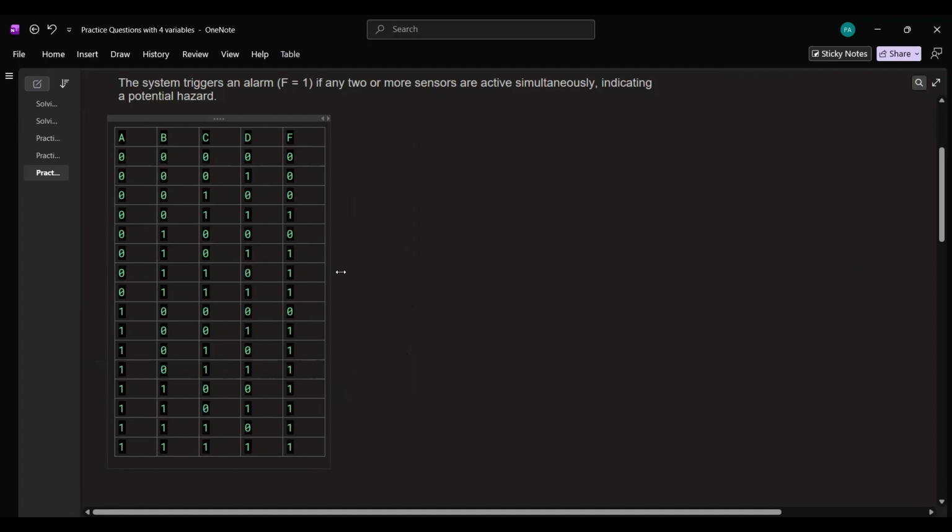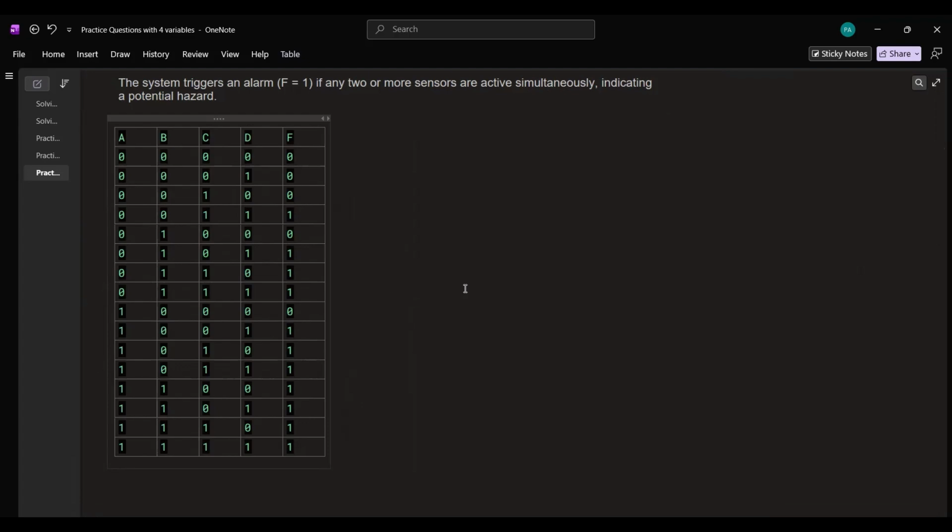So there are totally 1, 2, 3, 4, 5, 6, 7, 8, 9, 10, 11 minterms here. So it's going to be a big Boolean expression. So let's first of all write down the minterms. Now we can come up with the expression.